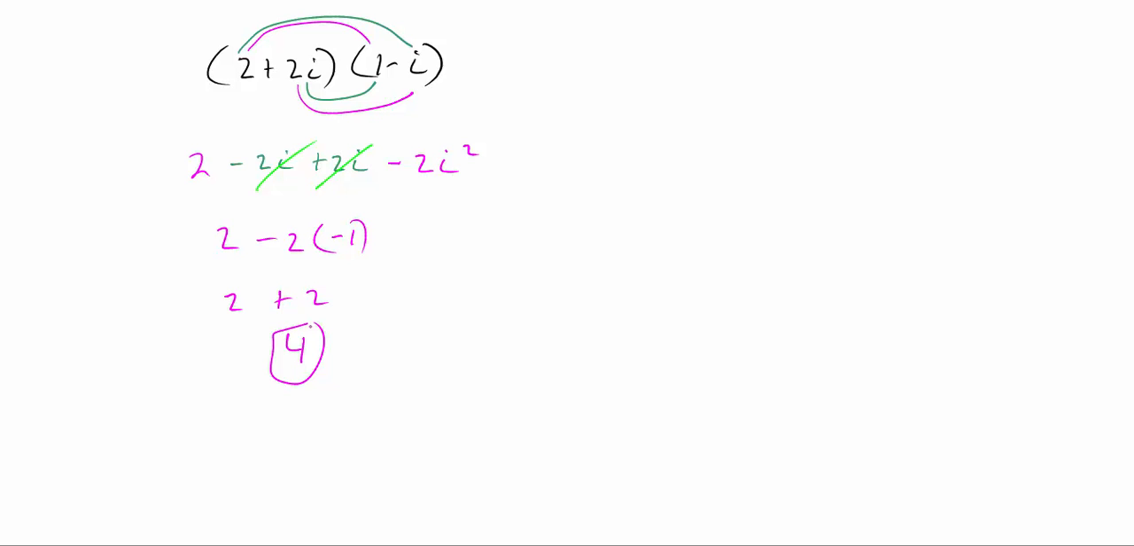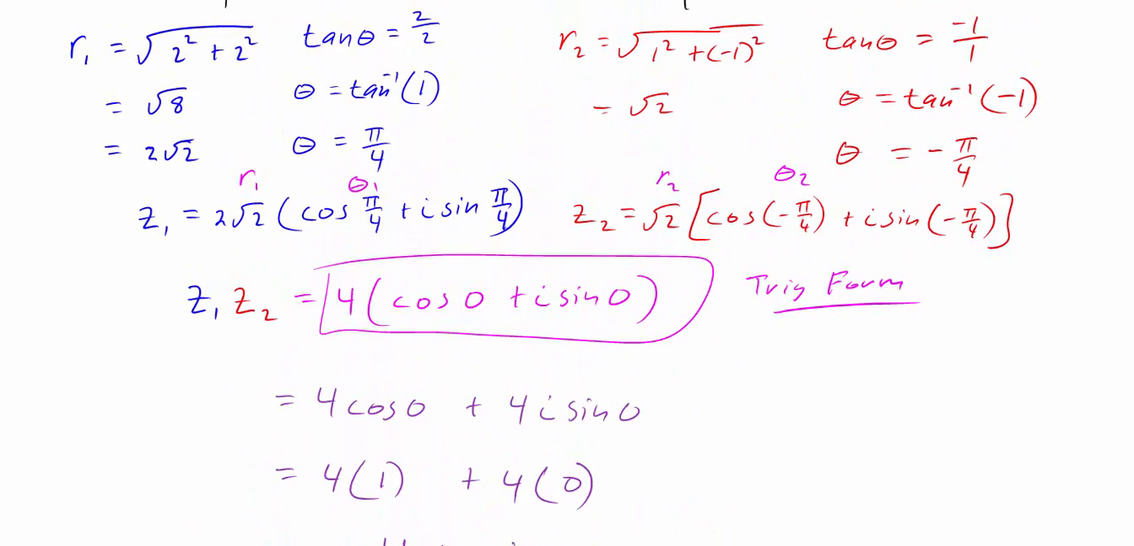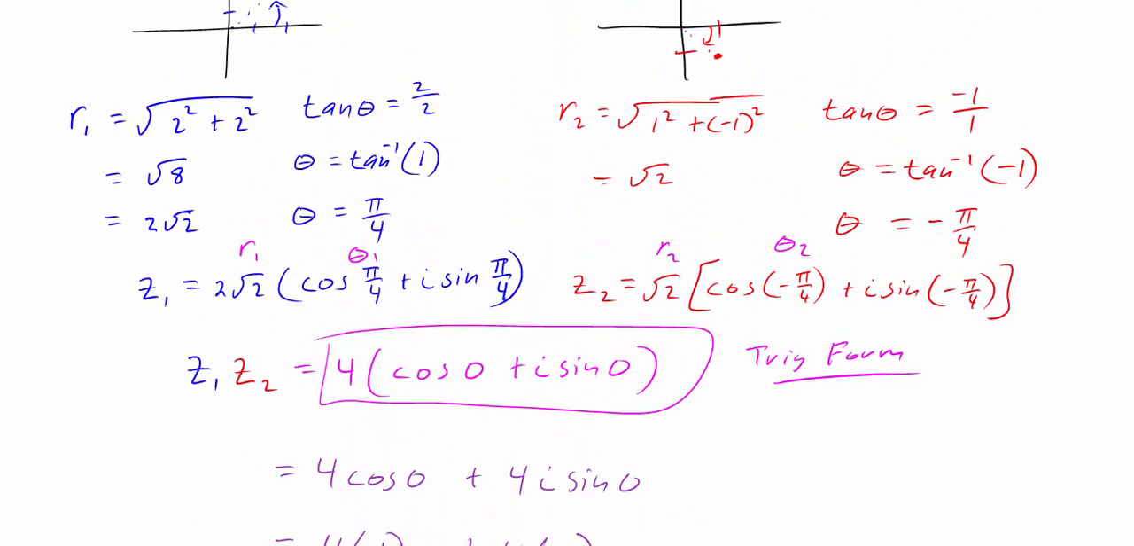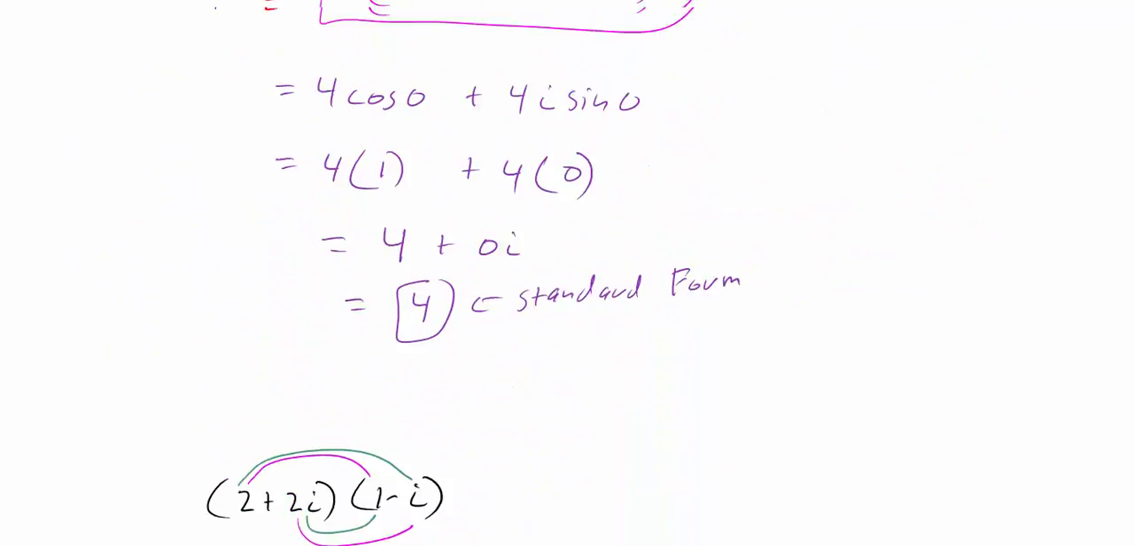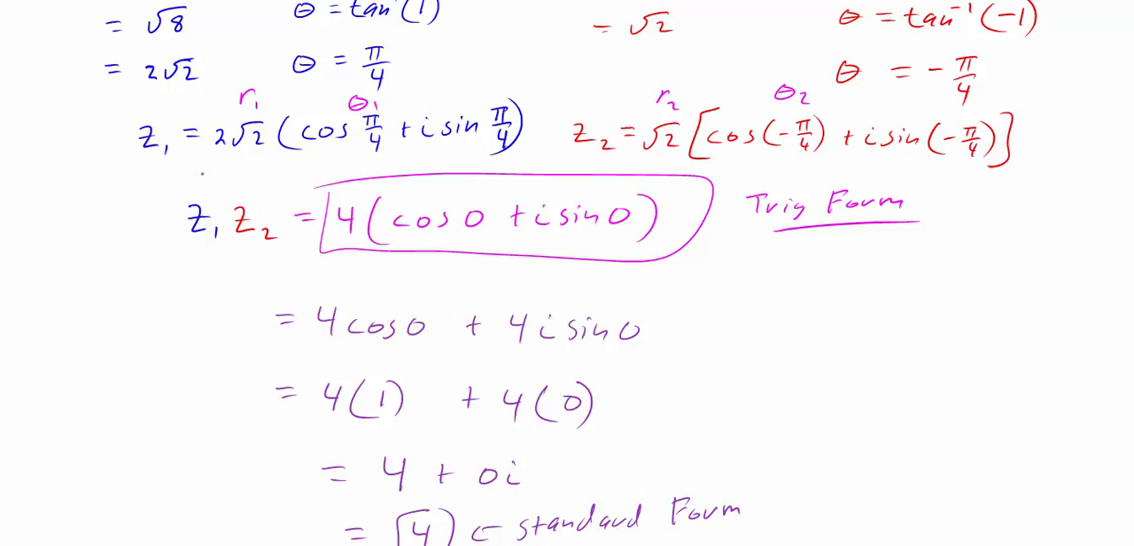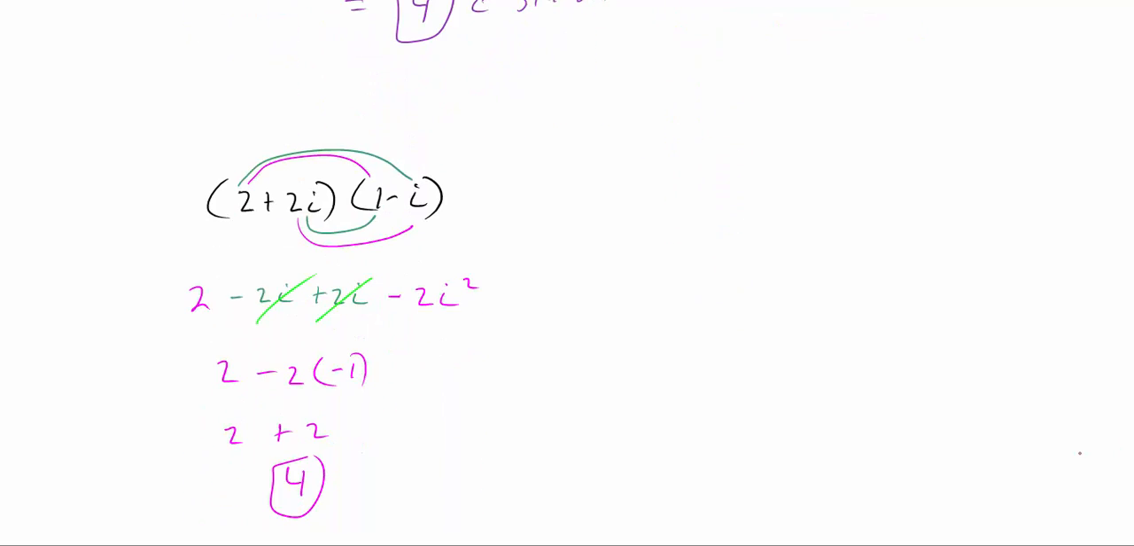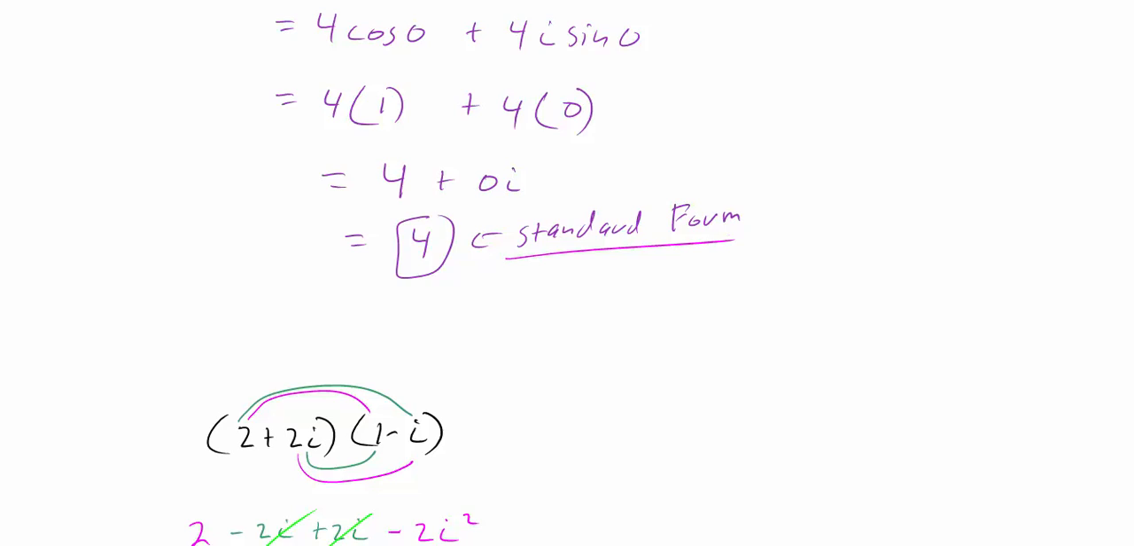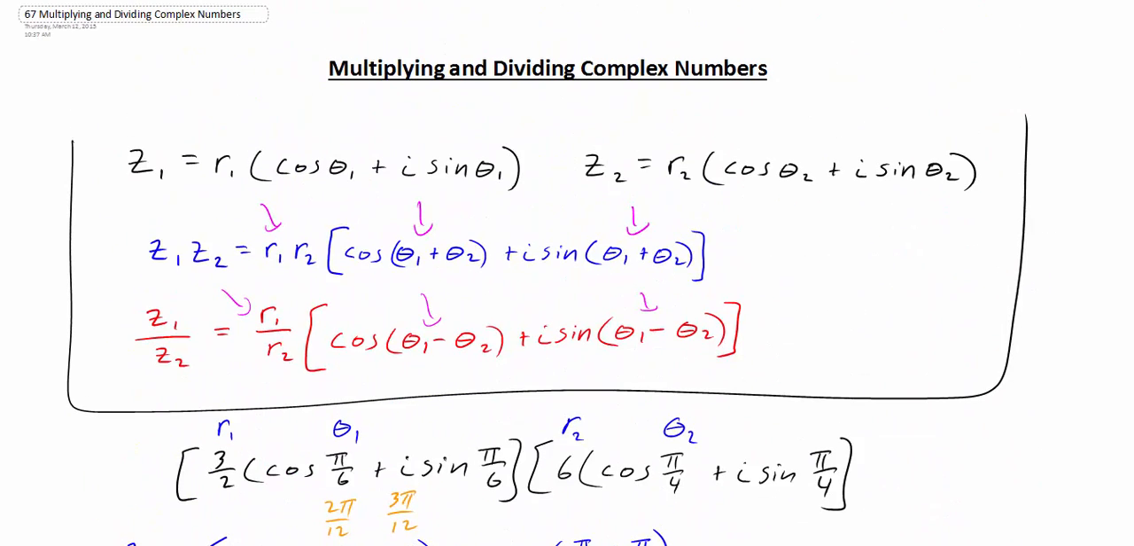to 4. So we can always work this out in standard form, but if we have the problem in trig form, the multiplication is also just as easy, because in trig form, you're just simply multiplying the r values and adding the angles together. So this verifies that we end up with the same answer of 4 here as we do up here. So here you have the formula for multiplying and dividing complex numbers in trig form, where you simply multiply the r values and add the angles for multiplication, and you divide the r values and subtract the angles for division.